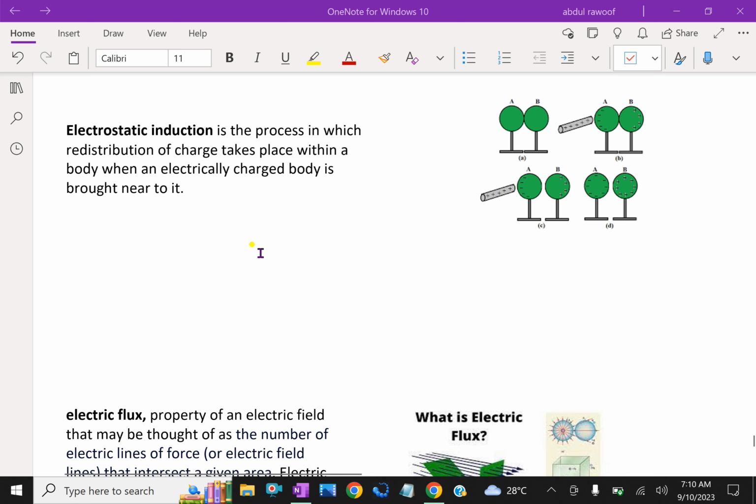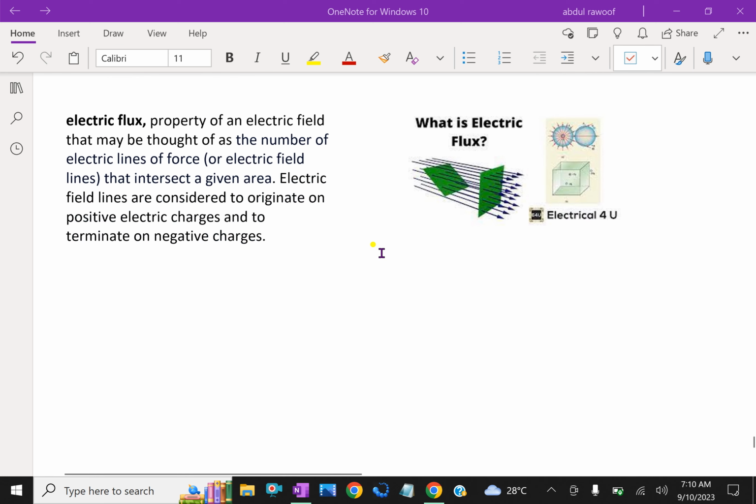Electrostatic induction, further defined, is the process in which the redistribution of charge takes place within a body when an electrically charged body is brought near to it. Here, when two bodies are brought near, some charge passes, that is negative charge passes to the second body also. If you bring another positively charged body near the negative charge, what will happen? This first body becomes negatively charged and the second body becomes positively charged. That is due to electrostatic induction.